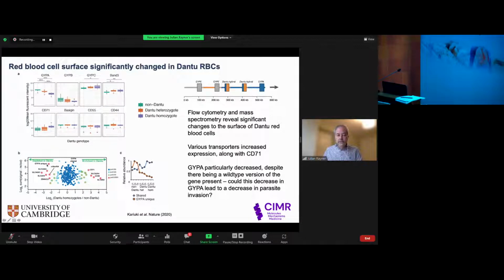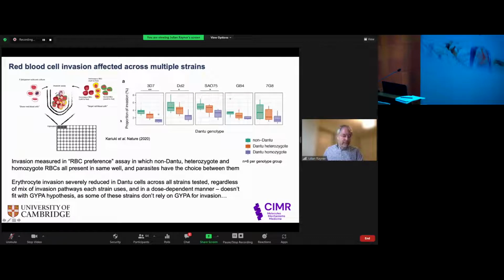So there was a logical hypothesis: if you have less glycophorin A, then potentially invasion is reduced. And so we tested that using this assay that we'd developed in my lab a couple of years before, where you label red blood cells with different dyes and then mix them all together in the same well. We call this an erythrocyte preference assay. So you add in parasites. The parasites have the opportunity to invade any of the different red blood cells, and then using flow cytometry, comparing the erythrocyte dye with the parasite dye, you can tell the proportion of parasites that have invaded the different red blood cells.